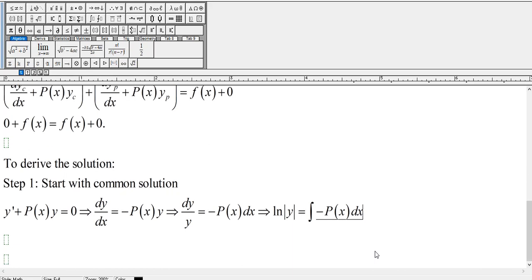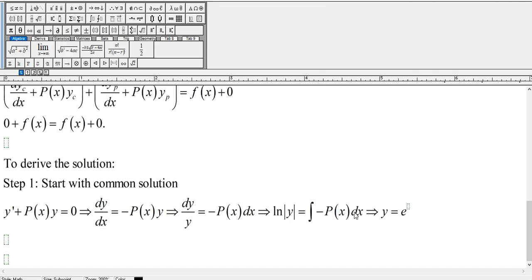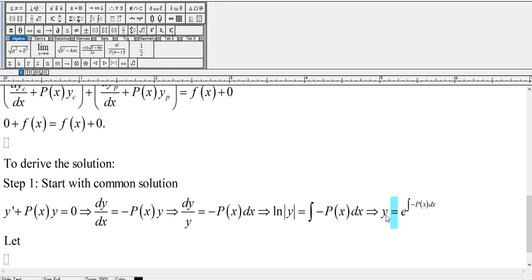Okay, now that we have that, we can go ahead and e to that thing. So then we're going to get y equals e to the power of this. Absolutely amazing. So what we're going to do here is let y1 equal this, because that's the solution to the homogeneous equation that explains the internal dynamics. So this is going to be y1.